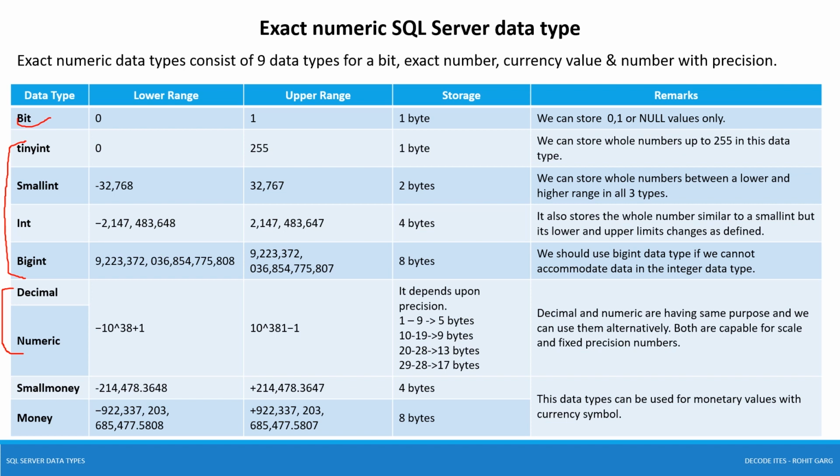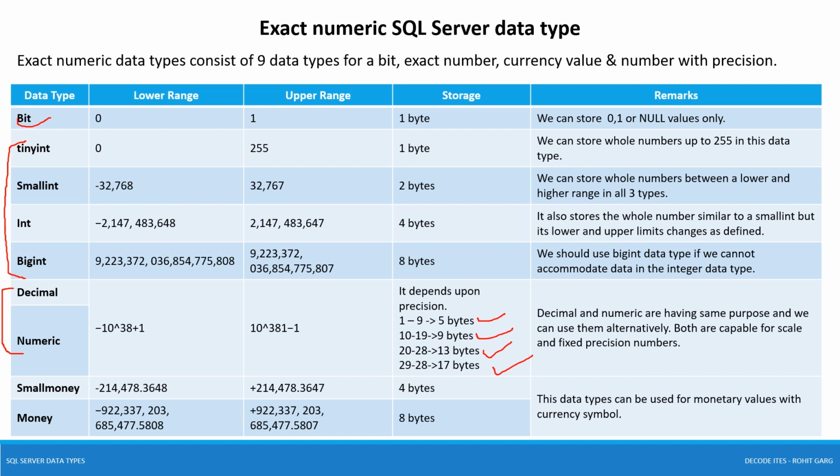If precision is between 1 to 9, it will need 5 bytes. If precision is between 10 to 19, it will need 9 bytes. If precision is between 20 to 28, it will need 13 bytes. If precision is between 28 to 29, it will need 17 bytes.